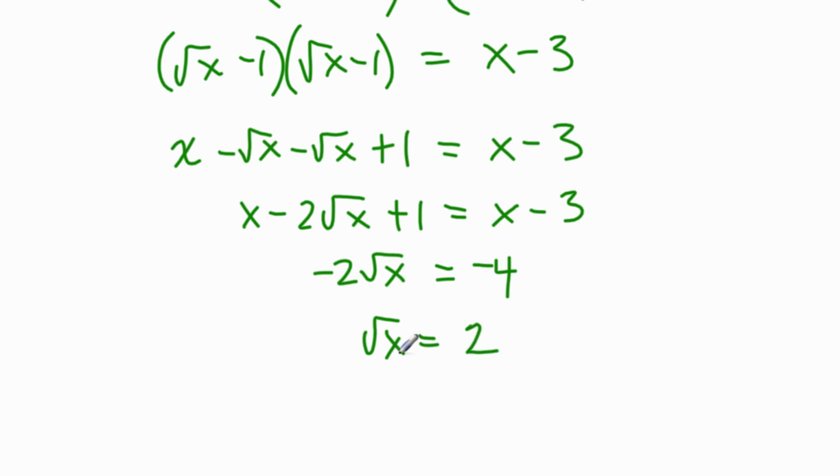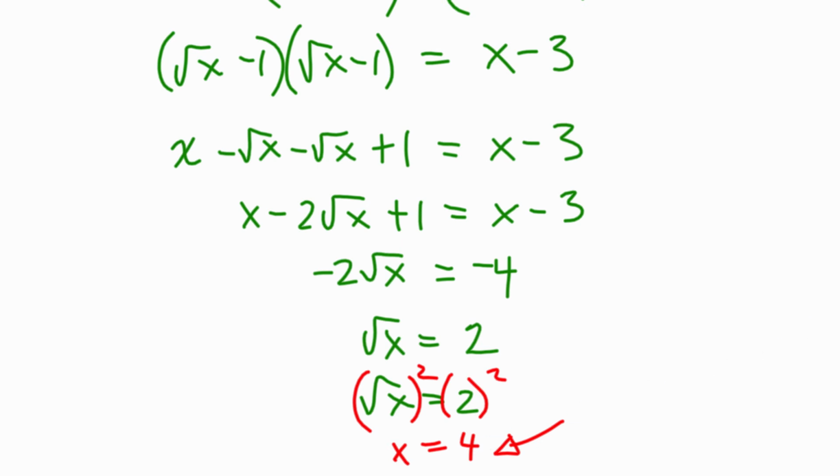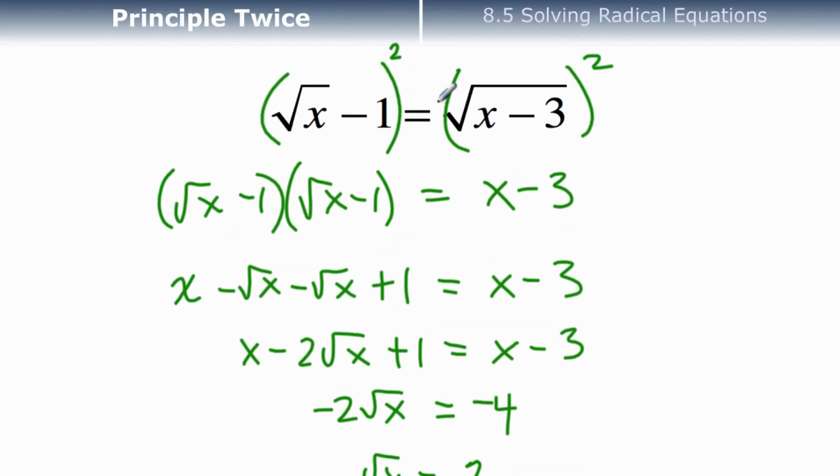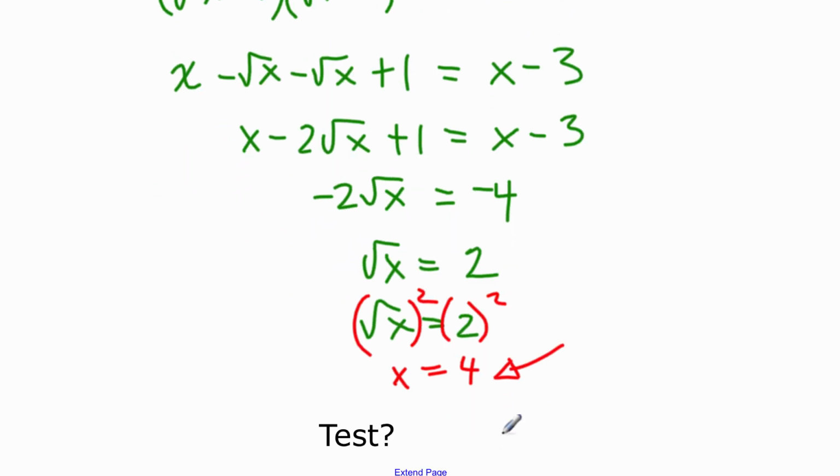Still have that radical, so now I need to square both sides again to get rid of it. So I'll square this side, and I'll come up with x is equal to 4. So there is my answer. Now let's check and see if it's right. I'm putting a 4 in everywhere I see an x. Square root of 4 is 2. 2 take away 1 is 1. So 1 is the answer on this side. This side, 4 take away 3 is 1, and the square root of 1 is 1, so I get 1 on that side. Therefore, this answer is correct.